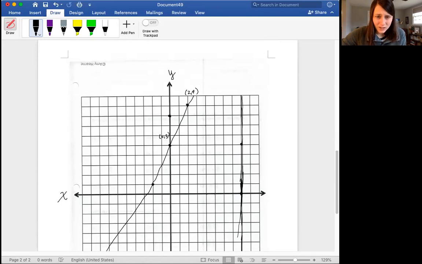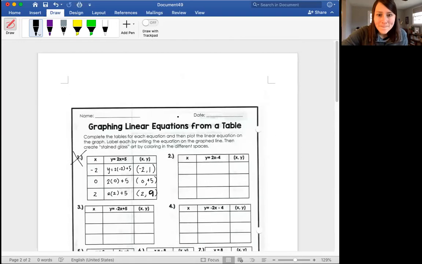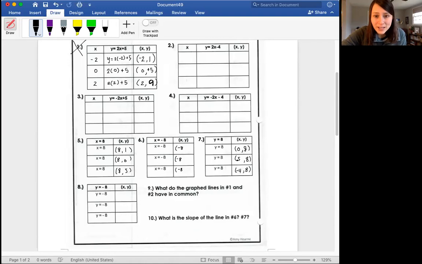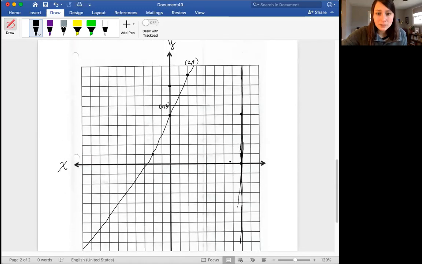And I've got 0, 8, 0, 5, or let's see, what did I say? 5, 8. So that means that my y value has to be 8, but I could have 1, 2, 3, 4, 5 here going up. So 5, 8. And then negative 4, 8. So going to the negative on the x, negative 1, 2, 3, 4. Going up 1, 2, 3, 4, 5, 6, 7, 8.